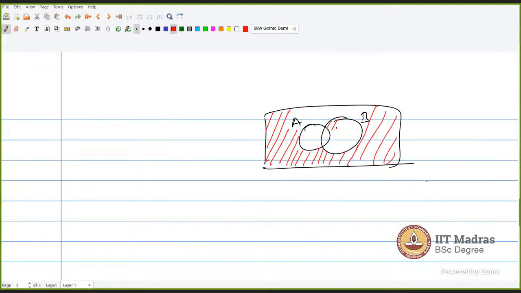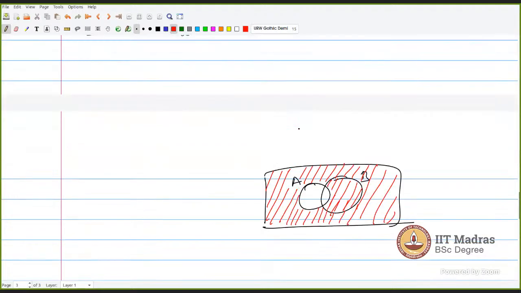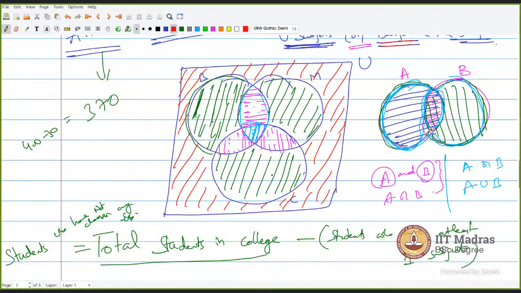Okay. So this is the A complement. Whatever the region which is not belonging to A, not in the region A, is A complement, basically. Okay, sir, thank you very much. So this is about at most. At most two subjects is this particular region.